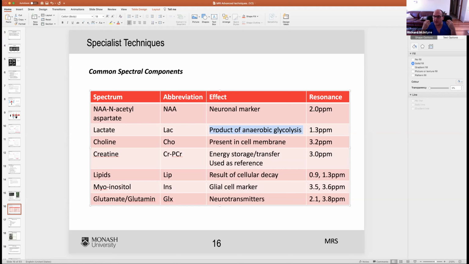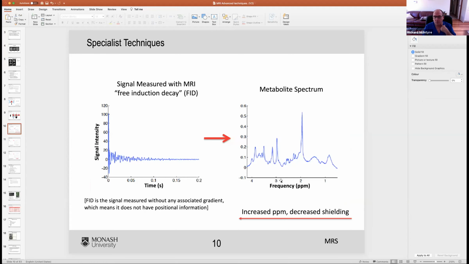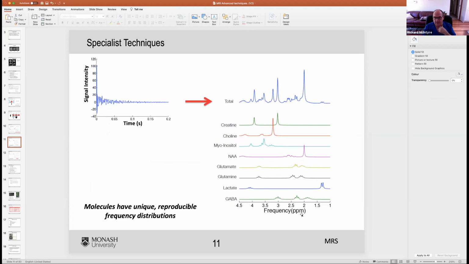When the cells are healthy, the cells can rid the body of lactic acid. When the cells are not healthy, when they're dead, we get a buildup of lactic acid. So we get anaerobic glycolysis that the body can't remove from itself. We know that that peak resonates at 1.3 parts per million. So if we have a look here, it's about here. So we know that that is lactic acid and we can see that here.